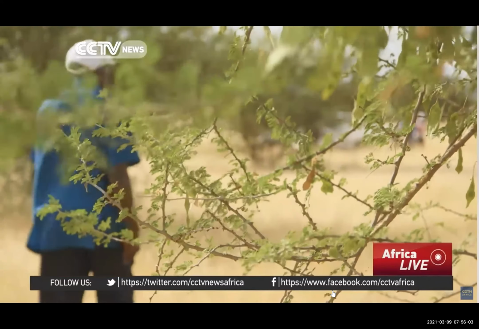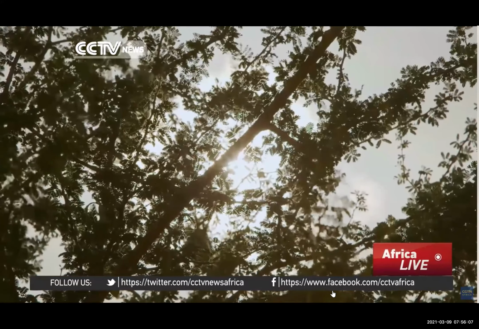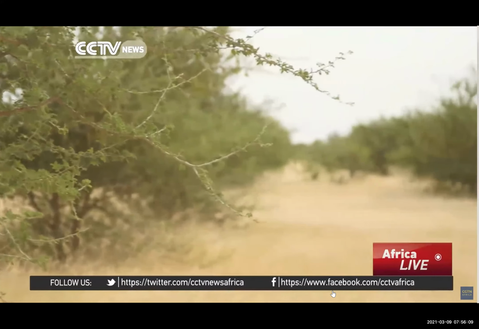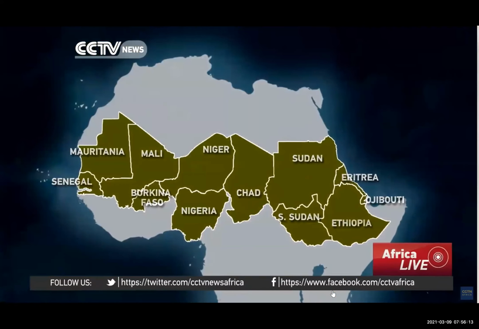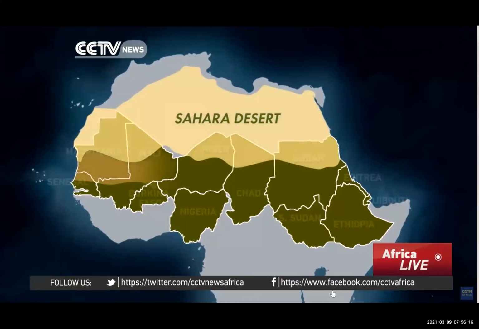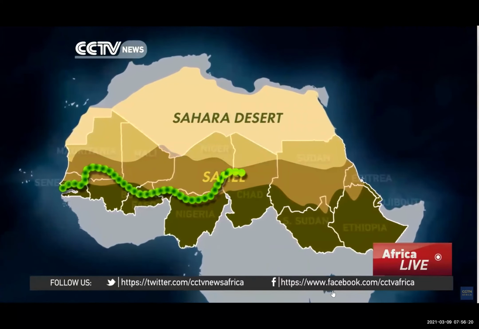Trees are the first line of defense against desertification. Stretching from Dakar to Djibouti, the Great Green Wall Initiative is an ambitious project that aims to halt desertification by planting 11 million hectares of trees across the width of Africa.